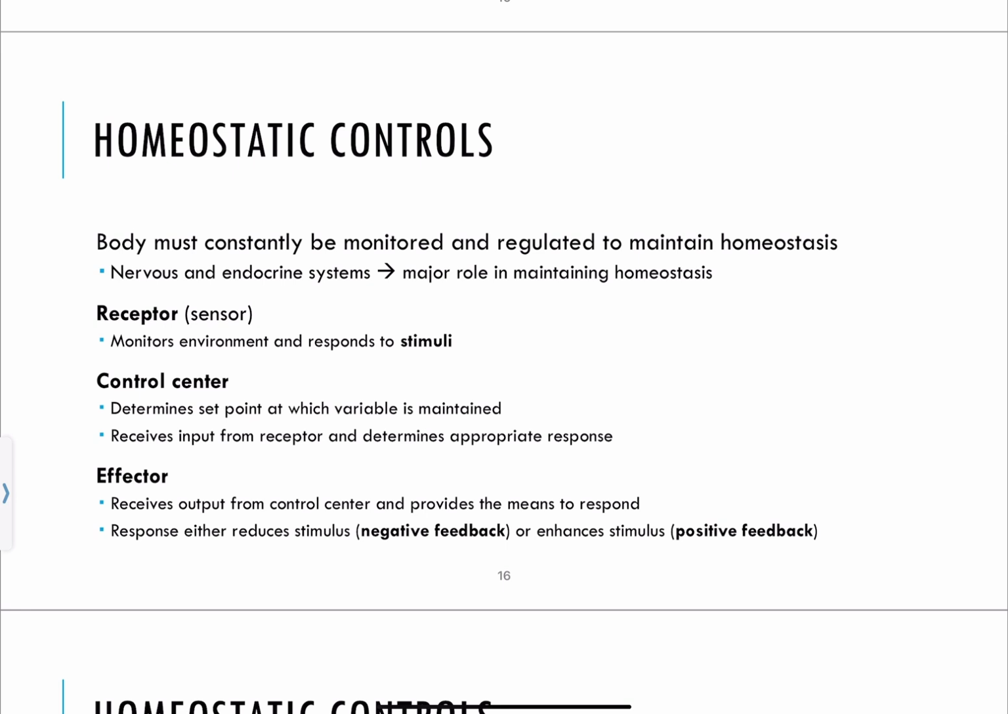The effector then is going to receive that information and provide a means to respond to the initial stimulus, and the response can either be to reduce the stimulus, so that it shuts it off, which would be negative feedback, or to enhance the stimulus so that it continues at an even faster rate, in which case it would be positive feedback.